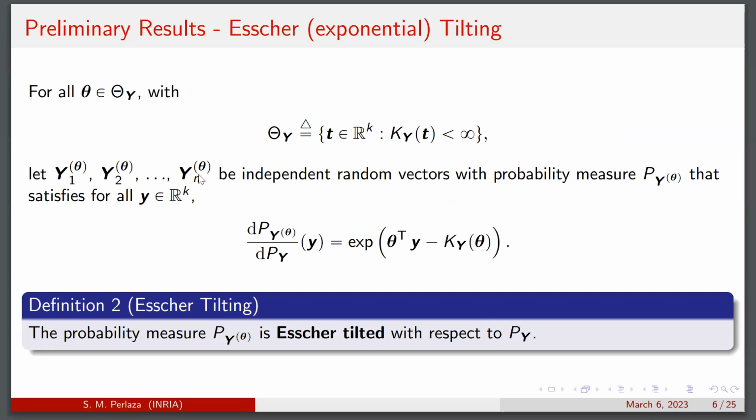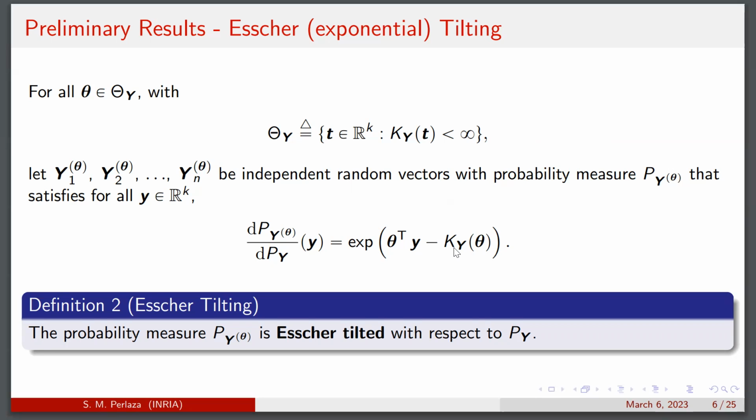And what is the meaning of that? Well, the Radon-Nikodym derivative of P_Y theta with respect to P_Y has this expression here, all right, where this is essentially a product, theta transpose y, and this is the cumulant. All right, this is the main assumption, and in literature it is known as Escher tilting.